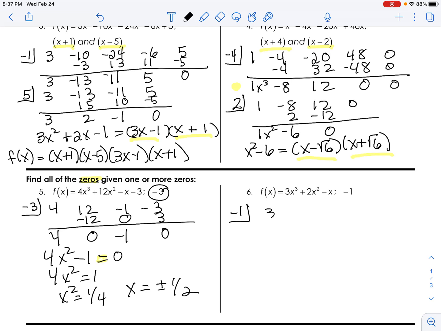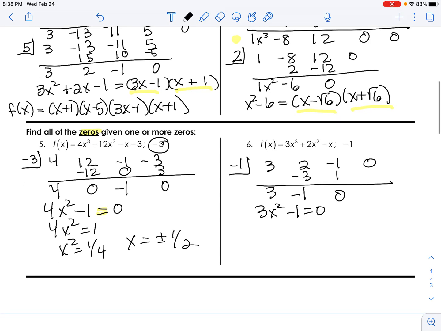Number 6, negative 1 in the house: 3, 2, negative 1, 0. Synthetic division. Bring down the 3, negative 1, 1, 0. That was an x cubed, so this is an x squared. 3x squared minus 1 equals 0. So now we're going to solve. 3x squared equals 1. X squared equals 1/3. X equals plus or minus the square root of 1/3.